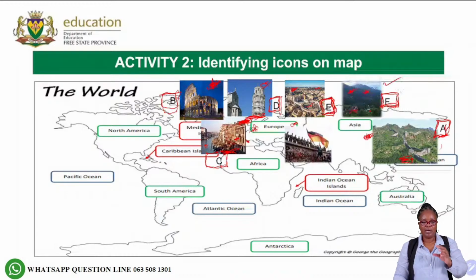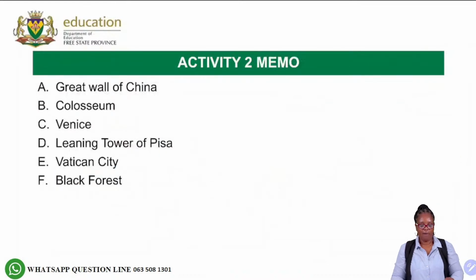Besides that, again, you must be able to plot different icons on the map again. Take the blank map and plot the continents first. After that, plot the icon. It's one way of studying the icon. This is our memo. If you have these answers like we have discussed, it means you have understood, you were listening to what we were saying.